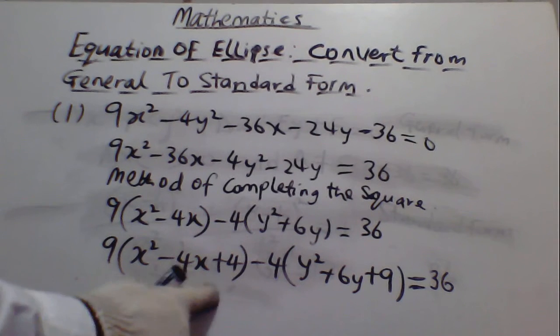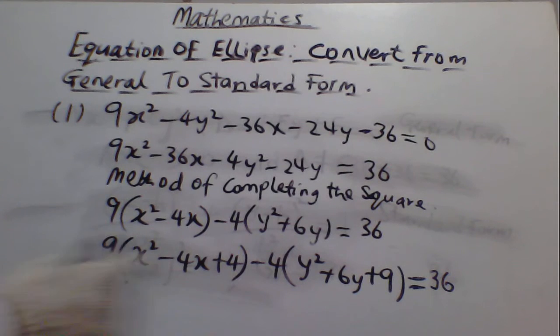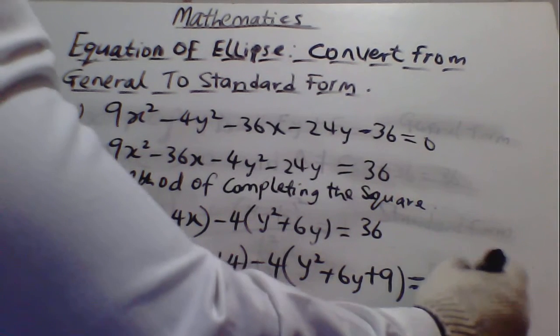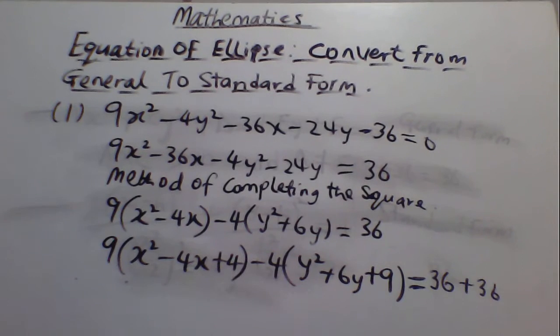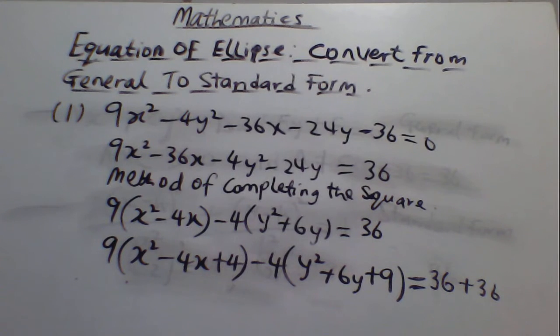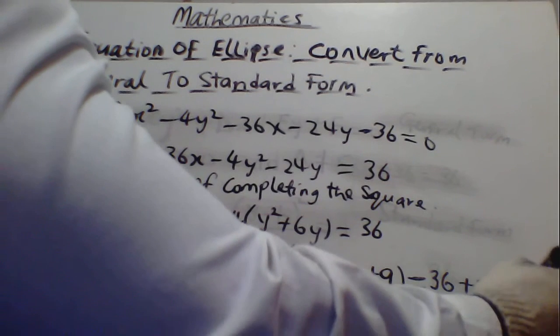Looking at this, what did we add to x squared minus 4x? We added 9 times 4, which is plus 36. So you have to add plus 36 here. What did you add to y squared plus 6y? You added minus 4 times 9, which gives minus 36. So you have to add minus 36 here.